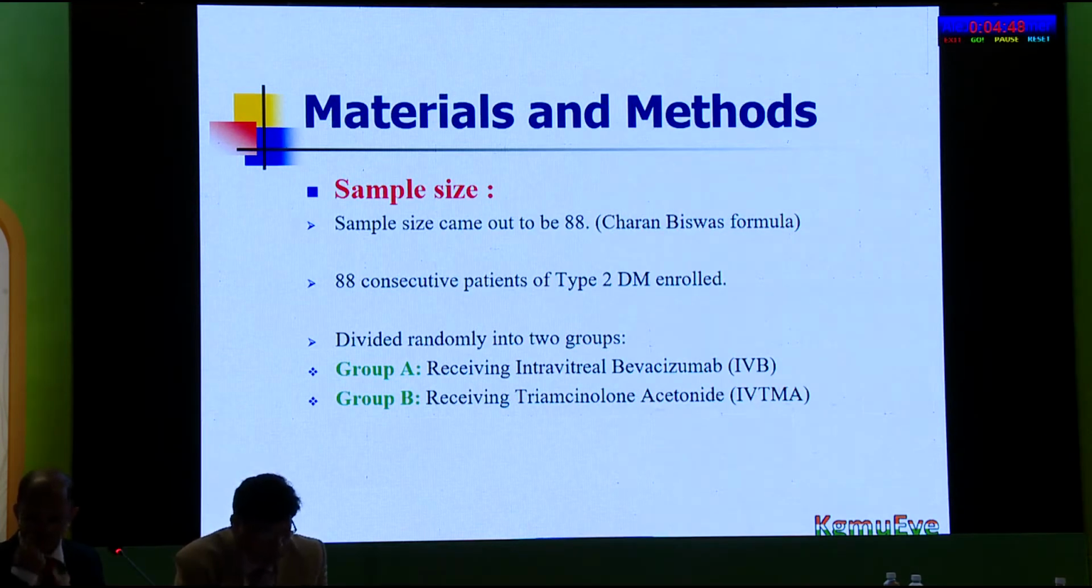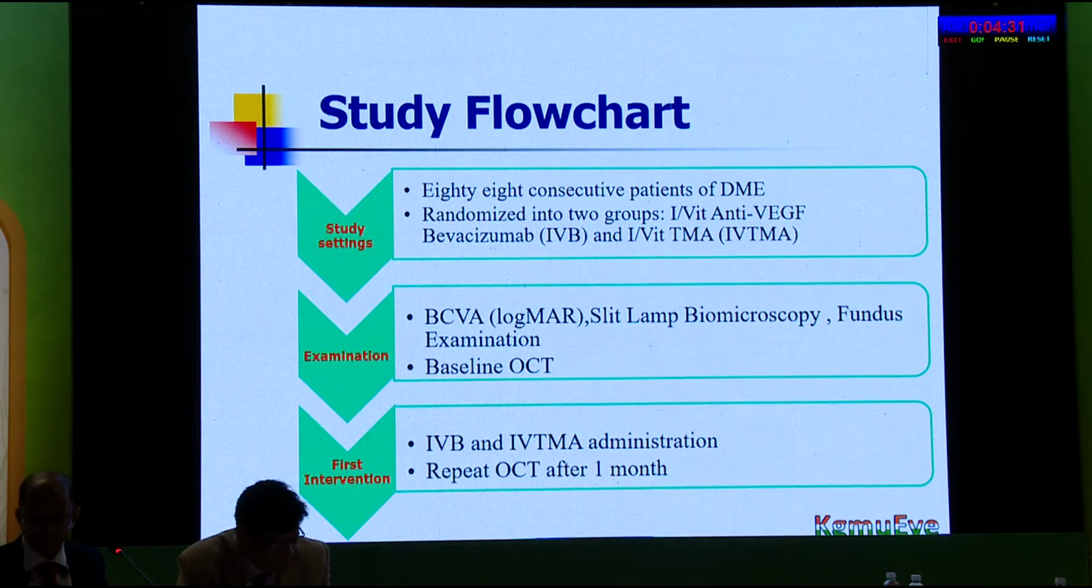The sample size came out to be 88. So we enrolled 88 consenting patients of type 2 diabetes mellitus. They were randomly divided into two groups. Group A received intravitreal bevacizumab, IVB, and group B received triamcinolone acetonide.